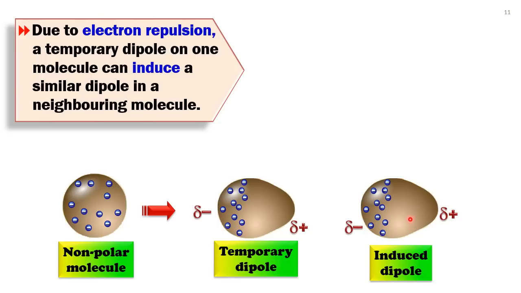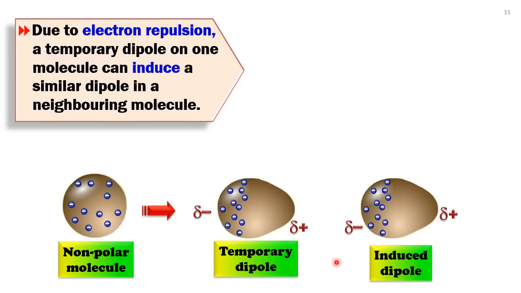Well, how does this happen? This is because of electron repulsion. When this molecule is nearby this temporary dipole molecule, since this end of the temporary dipole molecule is deficient in electrons, the electrons in this nearby molecule will all rush to this end. So a dipole forms. This end of the molecule becomes electron rich, while this end becomes electron deficient. So a dipole is induced.